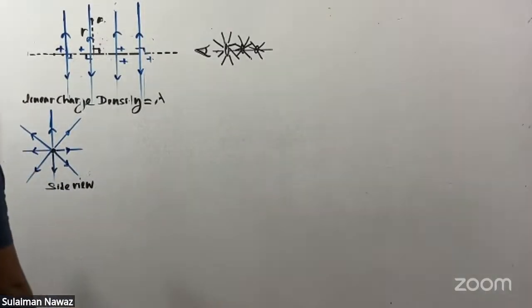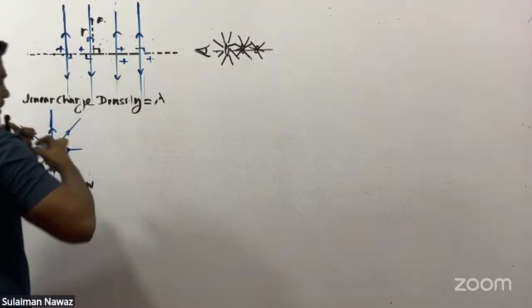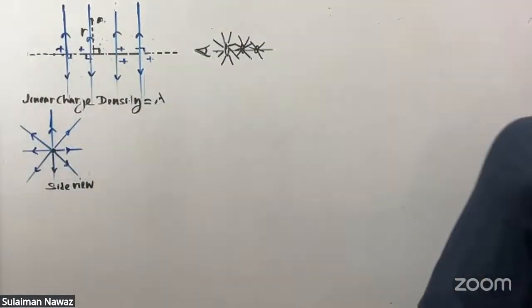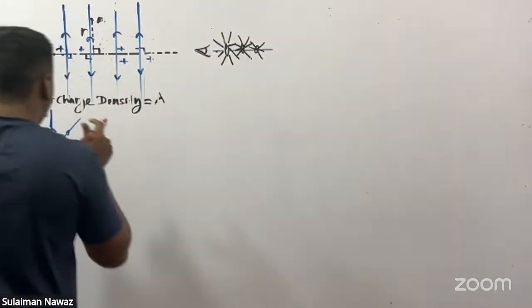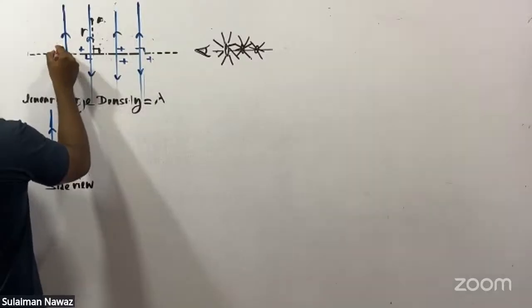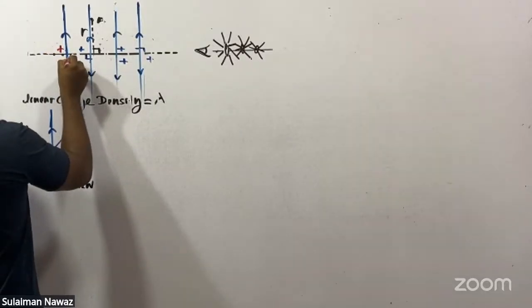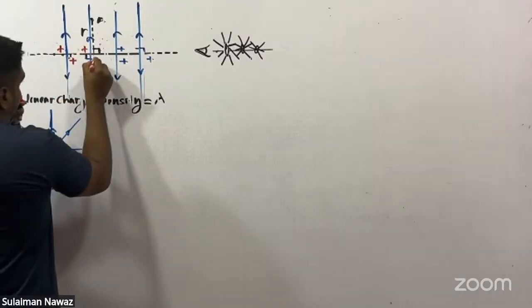Am I correct? I hope you understand what I'm doing. I draw the charges in a different color, then we can identify them easily. I draw the positive charges on the wire using red color.